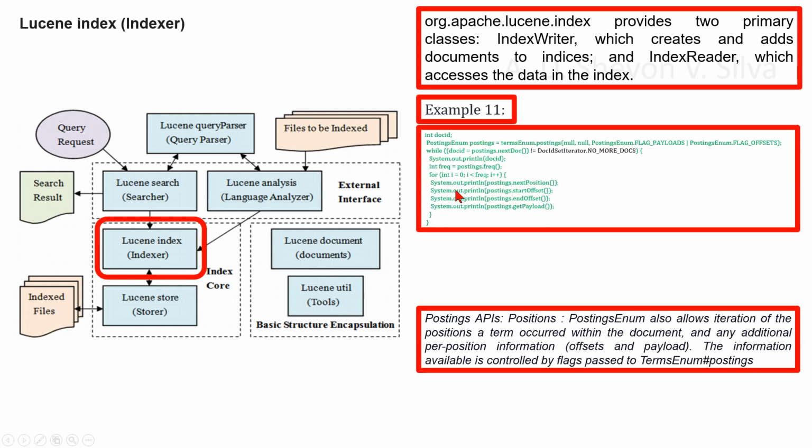Positions: PostingsEnum also allows iteration of the positions a term occurred at within a document, along with any additional per-position information, offset and payload. The information available is controlled by flags passed to TermsEnum.postings.